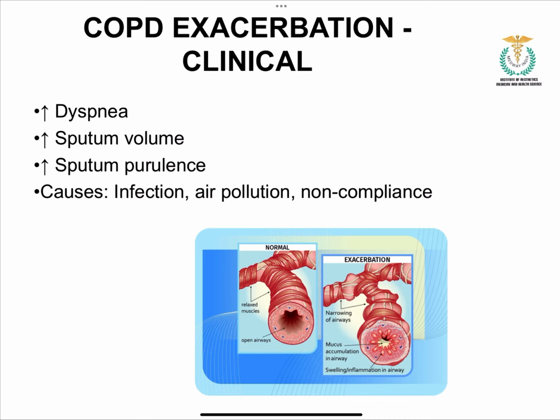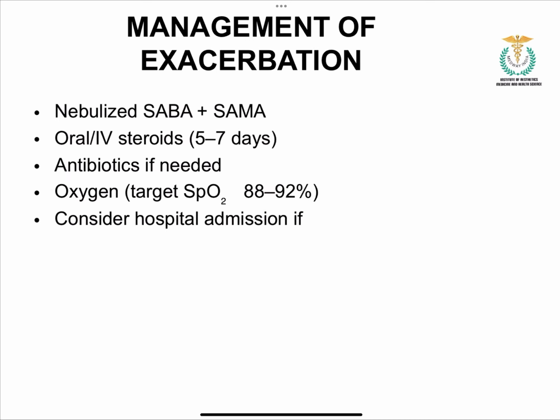So this is COPD exacerbation and how we can manage it. Management of COPD exacerbation: first, nebulized SABA and SAMA, oral and IV steroids for 5 to 7 days, antibiotics if needed, and oxygen therapy. Target SpO2 is 88 to 92 percent. Then consider hospital admission. Hospital admission is necessary when, as I've mentioned, the patient is suffering from increased shortness of breath, increased sputum volume and increased sputum purulence. Go for hospital admission. Okay, so this is how you have to manage the exacerbation.